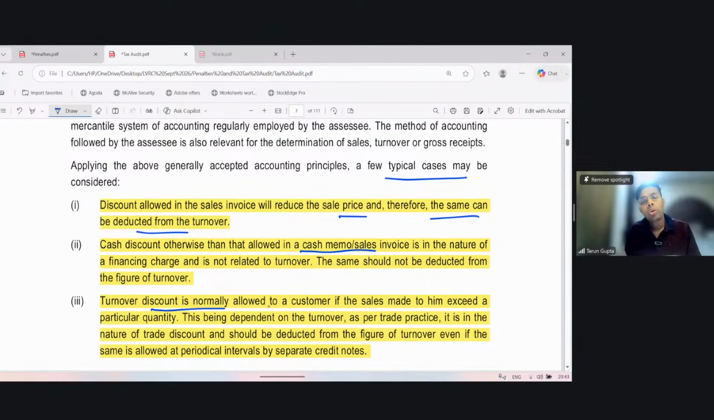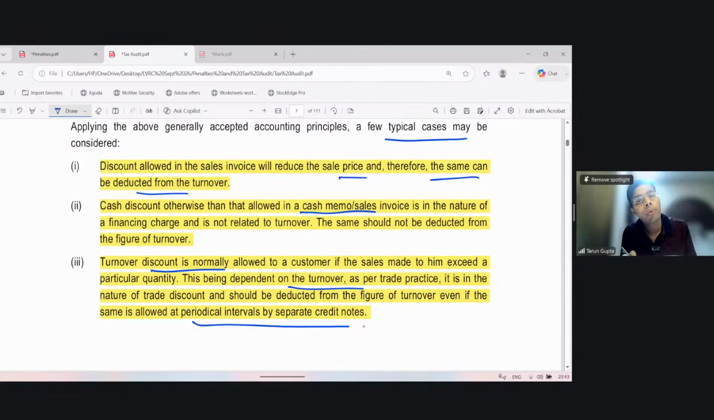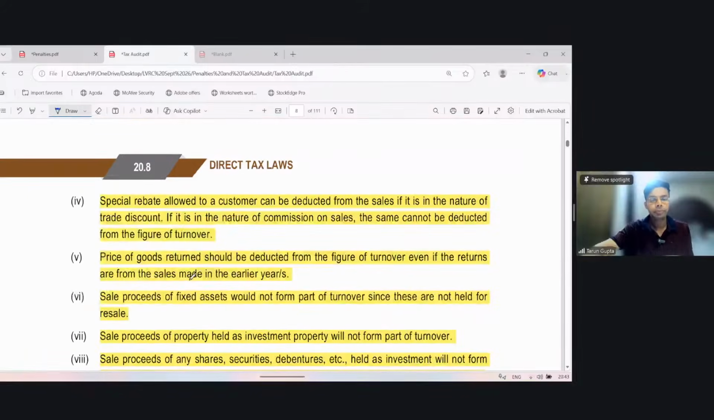Turnover discount is normally allowed to a customer if the sale made to him exceeds a prescribed limit or particular quantity. This being dependent on the turnover is to be reduced while computing turnover, even if the same is allowed not as part of the sales invoice. Special rebate allowed to a customer can be deducted if it is related to turnover, if it is in the nature of trade discount. However, if it is in the nature of commission, the same cannot be deducted. The price of goods returned shall be deducted from the figure of turnover even if the sale on this return was accounted for in the preceding year.